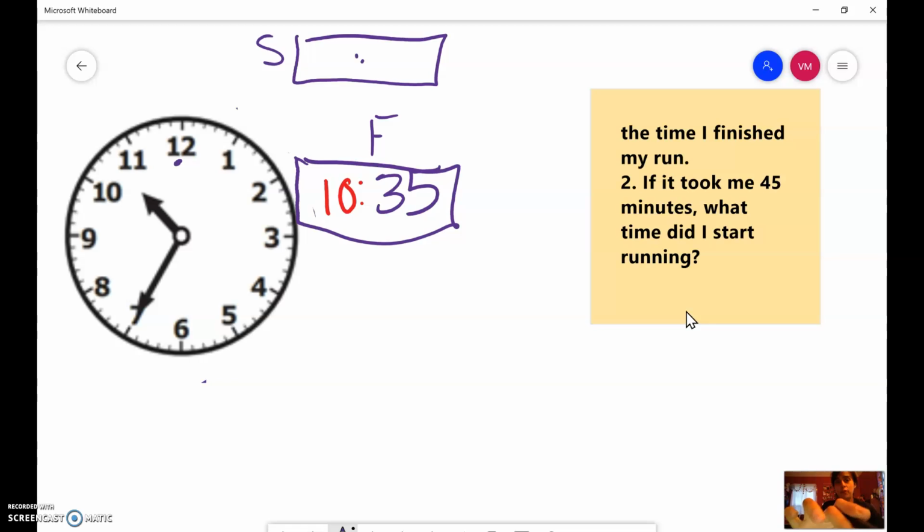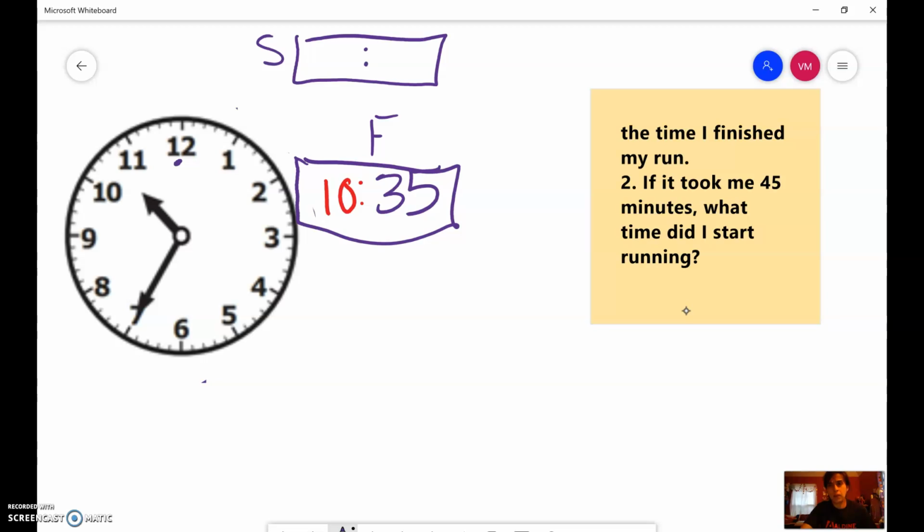So I'm going to copy that for some people that I saw. I'm looking for the time in which I started doing my run, but it took me 45 minutes. So instead of going forwards, I need to go backwards, because that's the time in which I started doing something. Some of you wanted to subtract, which you could, but that's going to be a hot mess, and I'm going to show you why in a minute. Right now, I'm just going to go back using the clock because I'm going backwards in time. Even I tend to do that, even at this age.